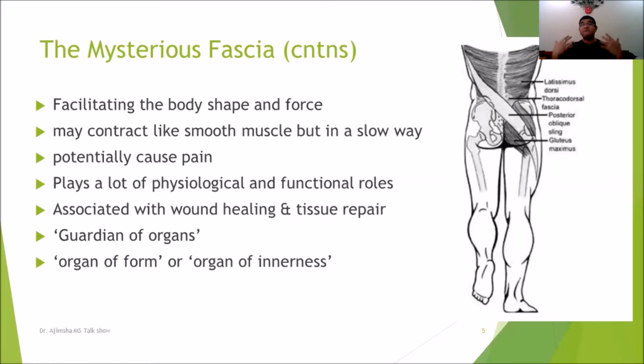Since it appears everywhere in the body with its characteristic structure and functions, it has been referred to as both an organ of form and an organ of inertness because of its phenomenological dimension in between the outer and the inner boundaries of the body.